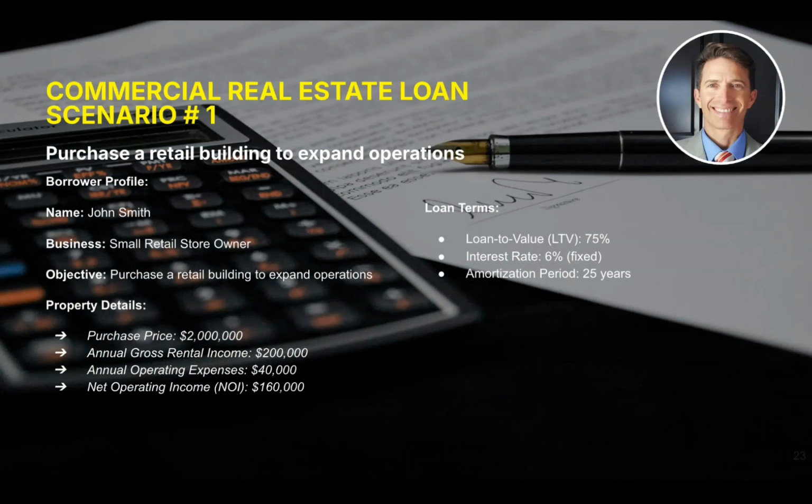In turn, the net operating income, or NOI, is $160,000, which you obtain by subtracting the $40,000 from the $200,000. You get $160,000. Now let's go over the loan terms. The loan to value, or LTV, is 75%, which means the borrower is coming in with 25% so that we reach 100%. Interest rate is going to be 6%, and it's going to be fixed for a term of 25 years. So the amortization term or period is 25 years. And this is very common for commercial loans, 25, okay?